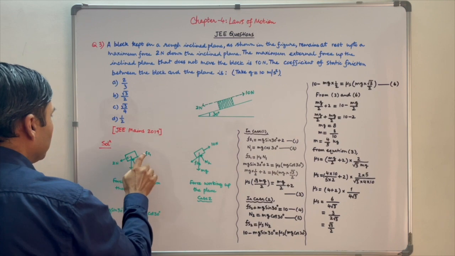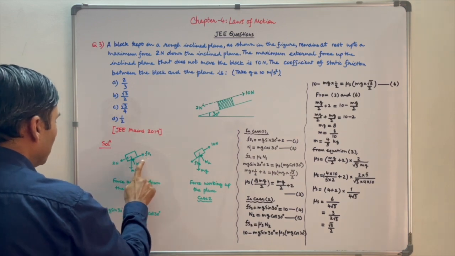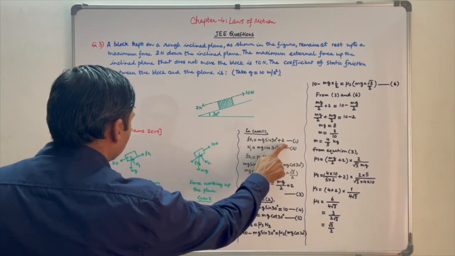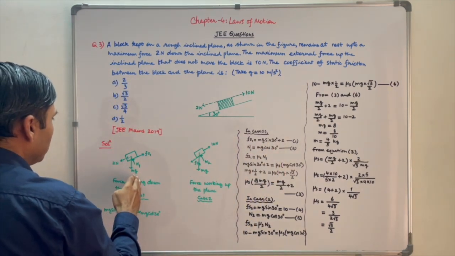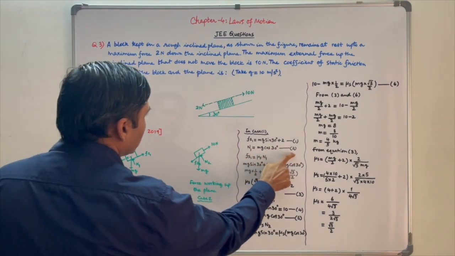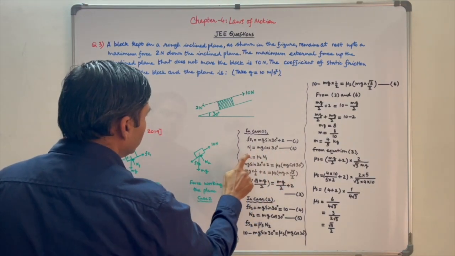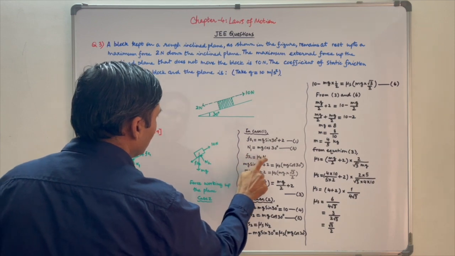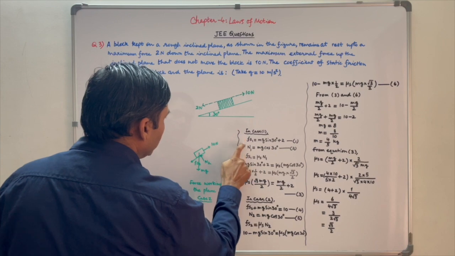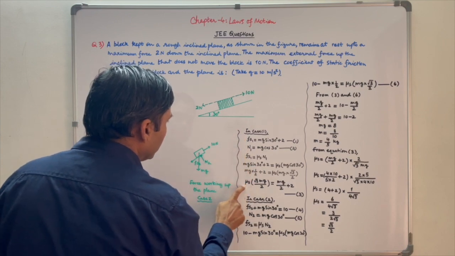So along the plane equation will be Fs1 is equal to mg sin 30 plus 2. That is first equation. And perpendicular to the plane equation will be N1 is equal to mg cos 30. This is second equation. We know that Fs1 is equal to mu s into N1. Value of Fs1 and N1 we will put from here to get equation number 3.